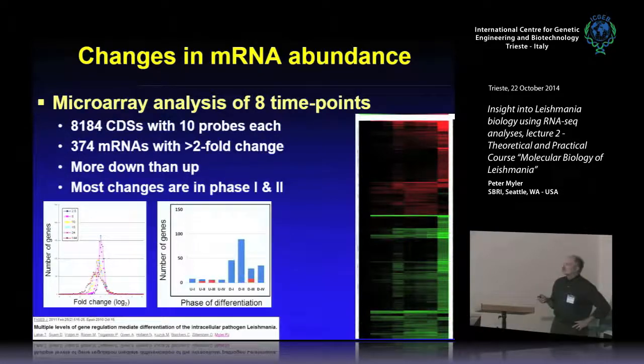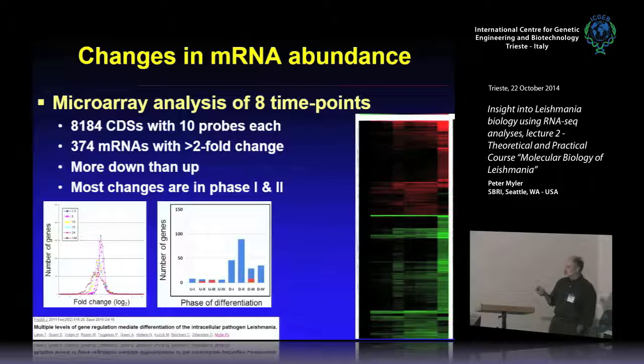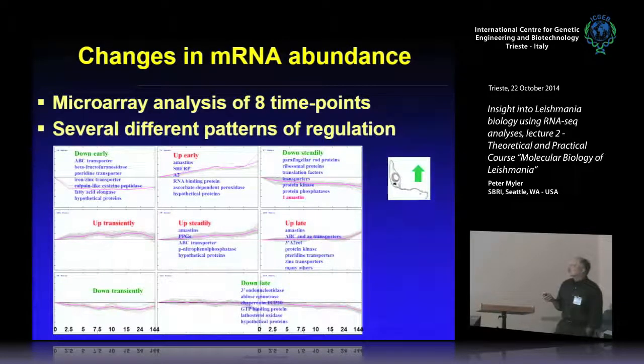The difference was that most of the changes occurred in phase 1 and in phase 2. So there were very few changes in RNA levels that happened only in phase 3 and 4. So the RNA changes seem to occur earlier than the protein level changes. Here's a list of the genes that we found changed, and I won't go through that. You can read that. It's all published as well.